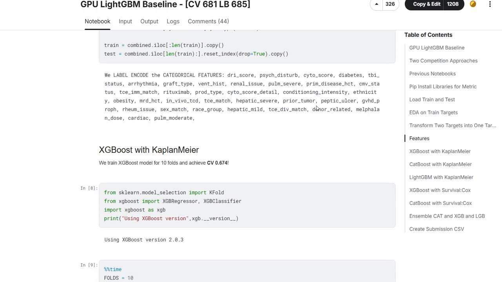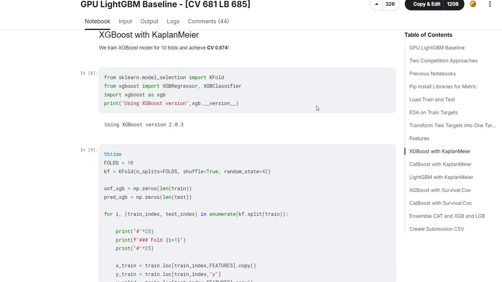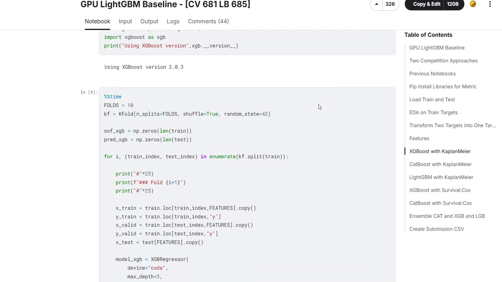Now for the modeling. The notebook starts with XGBoost, a powerful gradient boosting algorithm. It trains the model using 10-fold cross-validation.